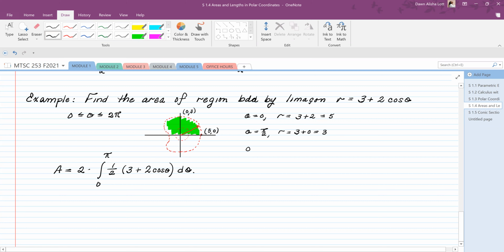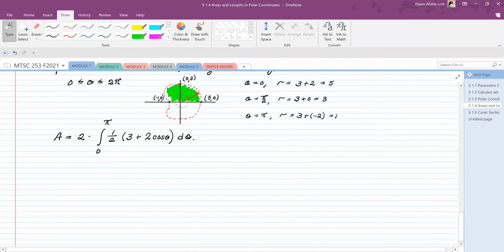And then when theta equals pi, r is equal to 3 plus 2 times the cosine, which would be minus 2. So that would be 1. So this is the point (1, pi), or minus 1 on the axis. So you're going in the direction of pi 1 unit. That lets me know that that's half. So that's why I could tell you that yesterday.